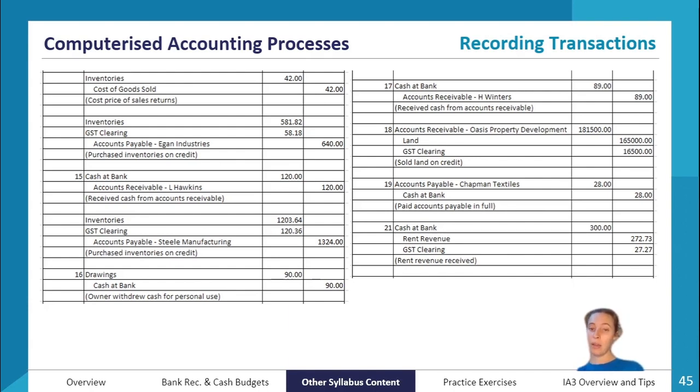When we're paying accounts payable in full, remember our cash at bank is going down. That is our asset that's going down, so it's credited. And then the accounts payable, which is our liability, our credit, is going up, so that is credited.